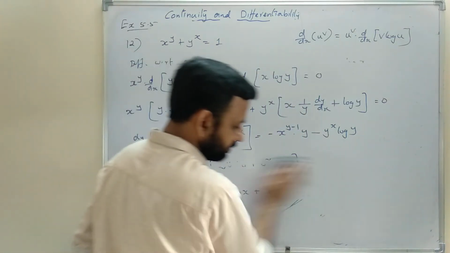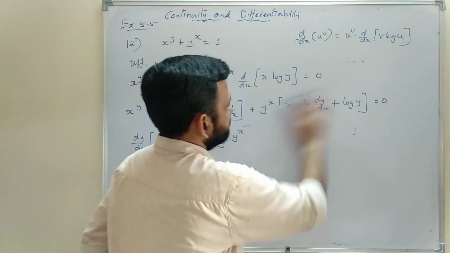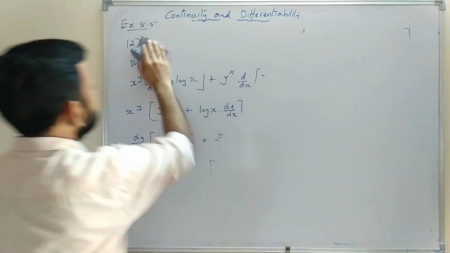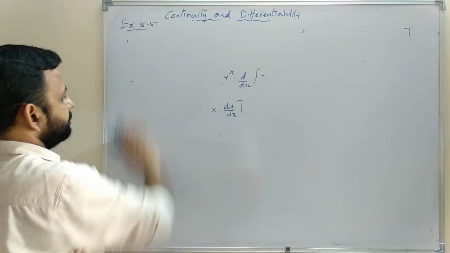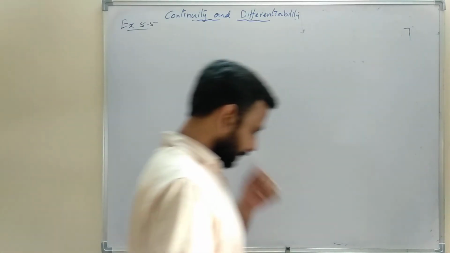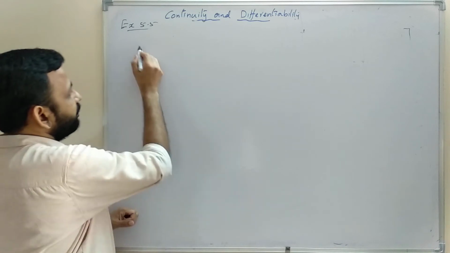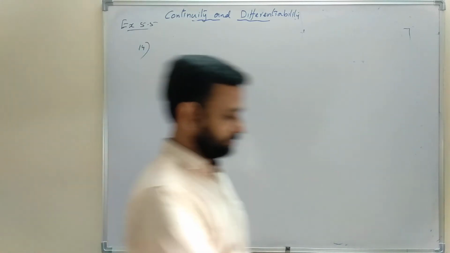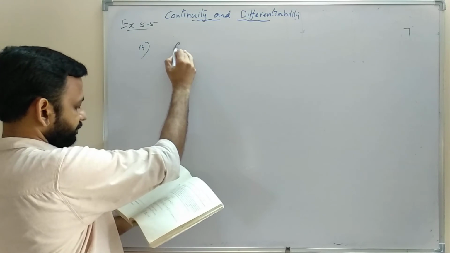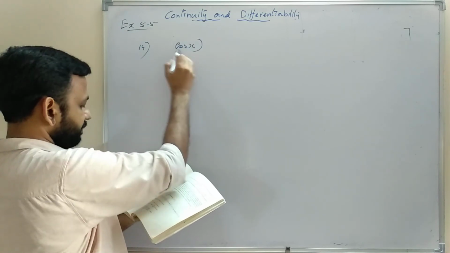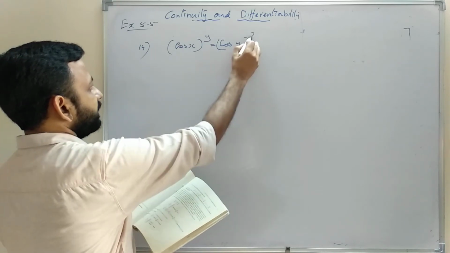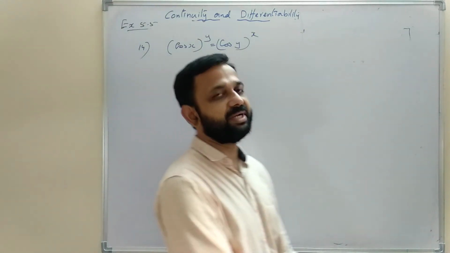Then we have 13 and 14. All these questions we can do by the same method. I will just explain the 14th question. The 14th question is cos x raised to the power y equal to cos y raised to the power x. We need to find dy by dx.